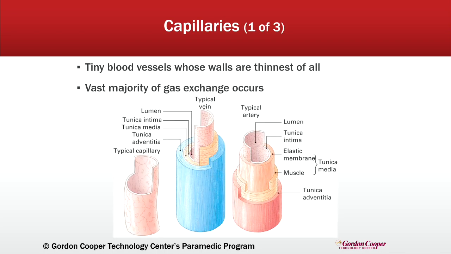Now capillaries. These are those tiny little blood vessels with the thinnest walls of all. Even though they're small, they're super important because, as we've talked about, this is where the vast majority of gas exchange happens. Oxygen gets delivered to the tissues and carbon dioxide is picked up to be carried away. So the capillary is kind of where all that magic happens in terms of getting oxygen where it's needed and also getting rid of the waste.